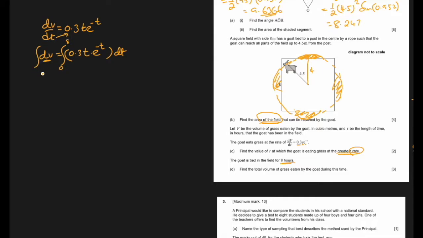So the integration of dV is V, the volume, that's what we want, and this 0.3 I can keep out. Let's see what is the integration of t e to the power minus t. So we can see this is algebraic, this part t, and e to the power minus t is exponential. So if I look at how we do it, algebra will be u, and exponential will be v prime.